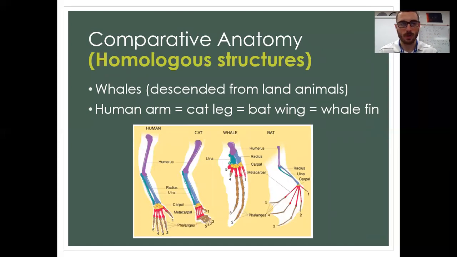We'll define that later tomorrow. Okay, so whales descended from land animals. I showed you the dogs earlier. A human arm equals a cat leg, bat wing, whale fin. So again, there are structures that are different, but that share a common ancestor. They share a common ancestor. So different structures, common ancestor.